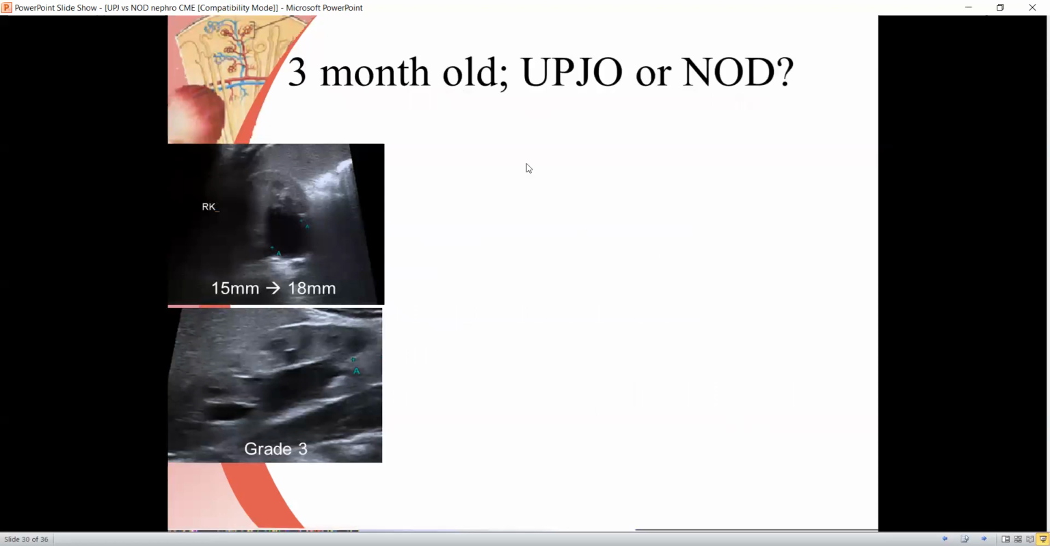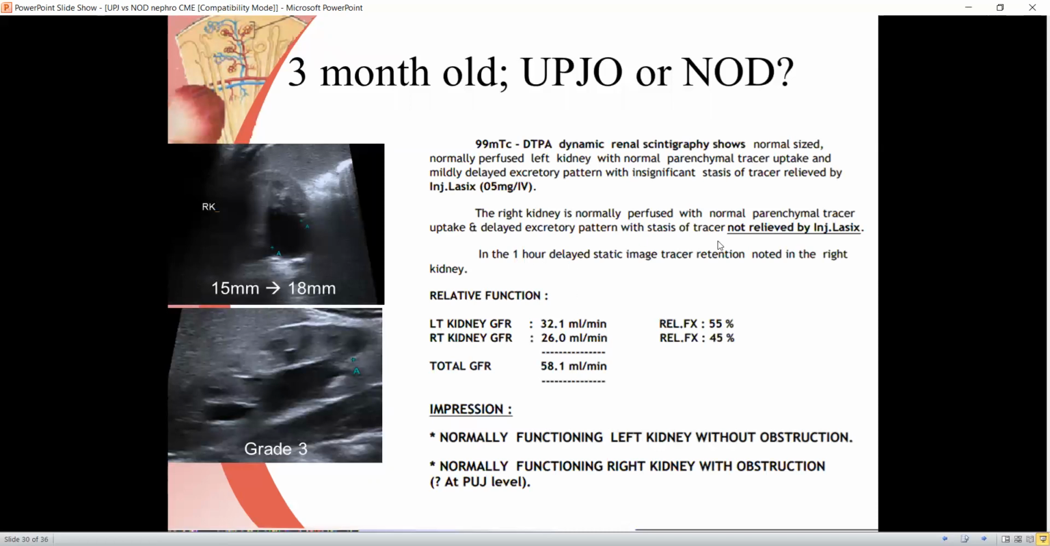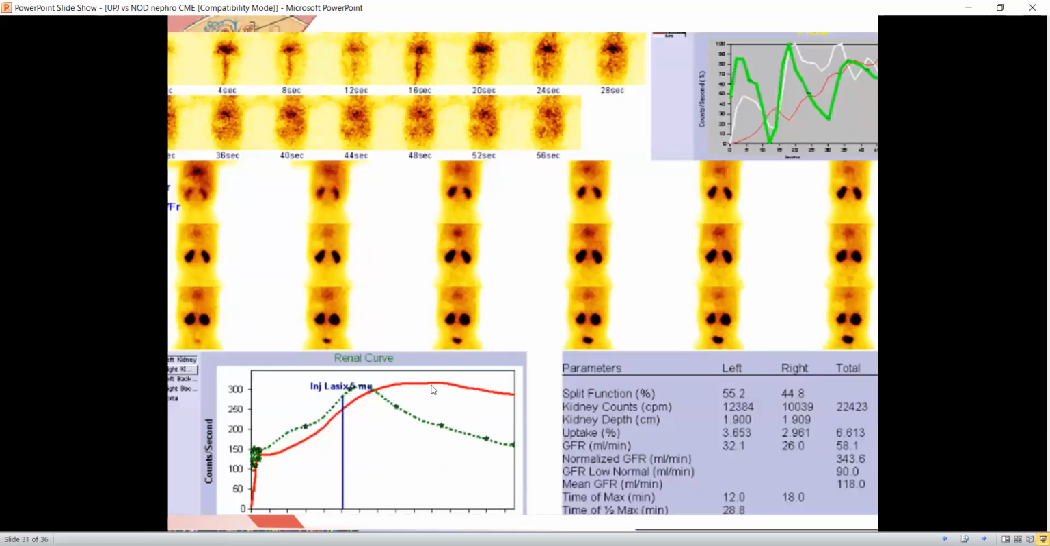Here I'm showing a 3-month-old baby with hydronephrosis, which is 15 millimeters, and has now progressed to 18 millimeters. There is some calyceal dilatation, but the cortex is still not affected. When we sent the patient for a renogram, they reported a normally functioning right kidney with obstruction at the PUJ level. So the function has not dropped, but they have reported it as obstruction. But when you look at the renogram, there is some drainage happening at later stages, so it is not completely obstructed.